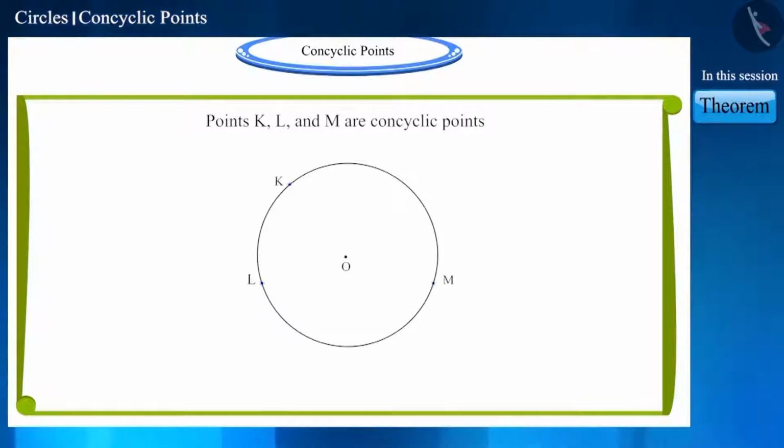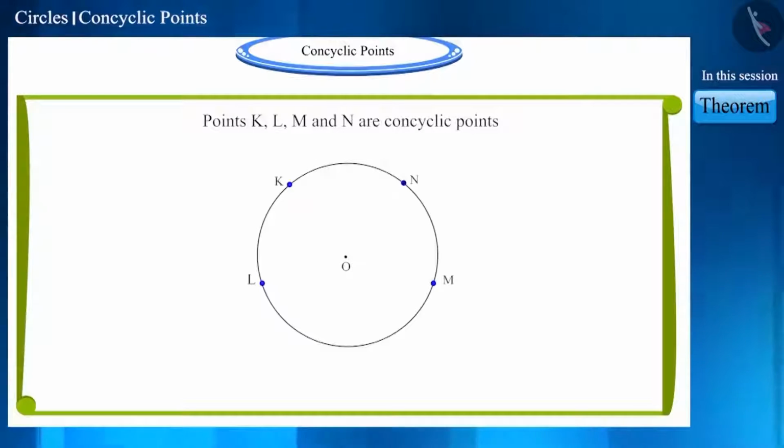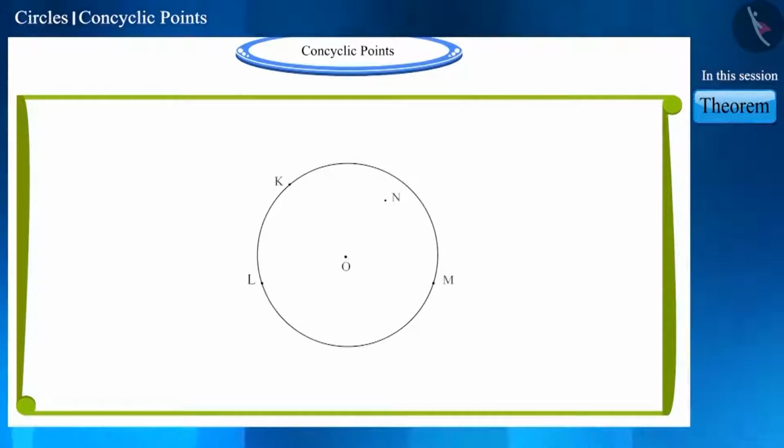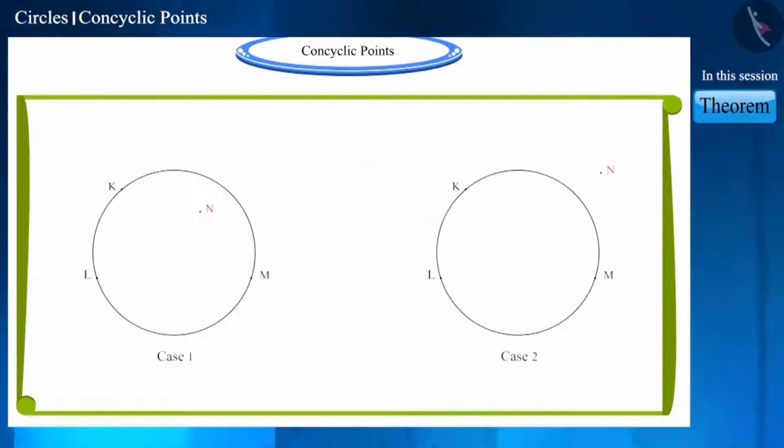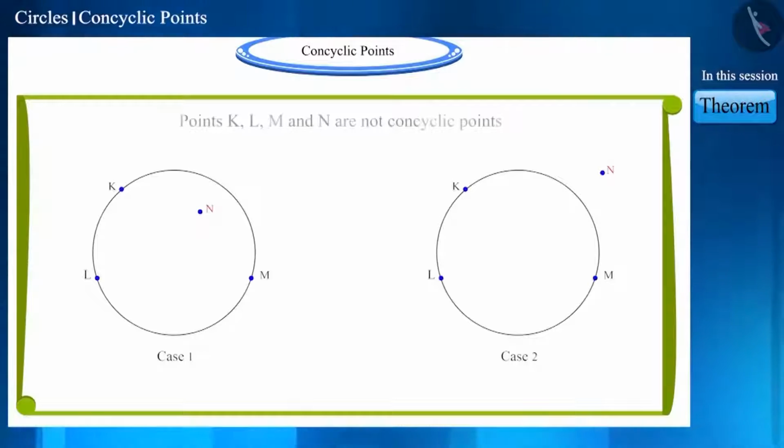If we take a fourth point N here, and if it is situated on the circle, then we can say that these 4 points are concyclic points. But it is quite possible that it is situated either inside or outside the circle. In such cases, you cannot say that these 4 points are concyclic points.